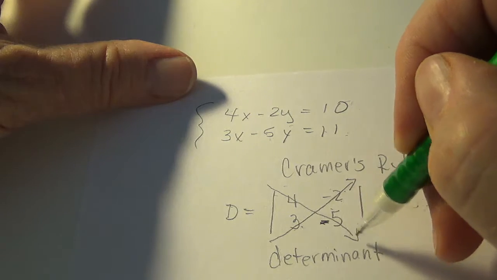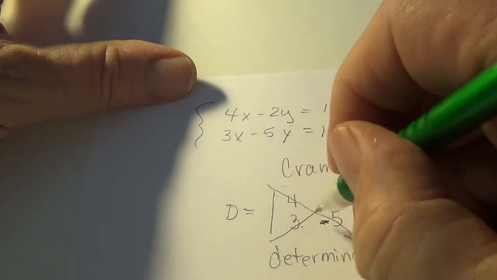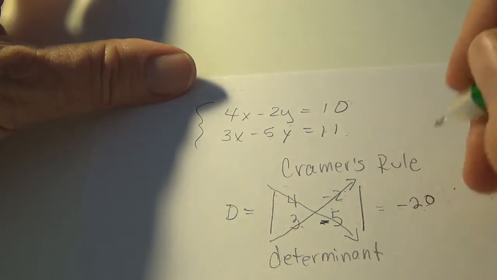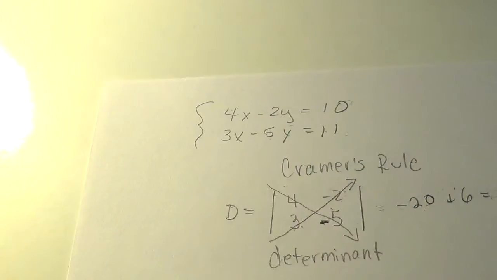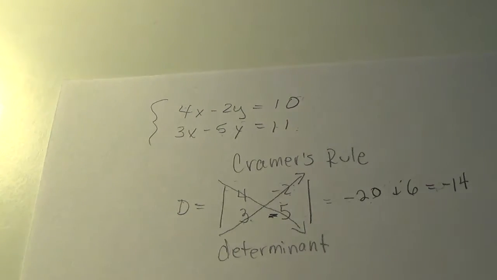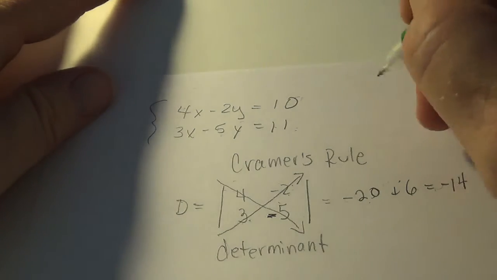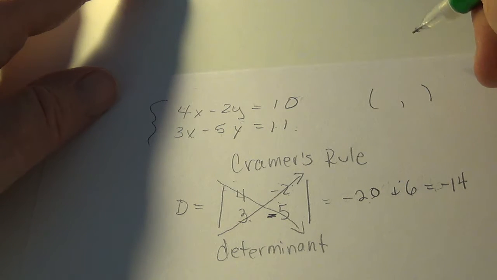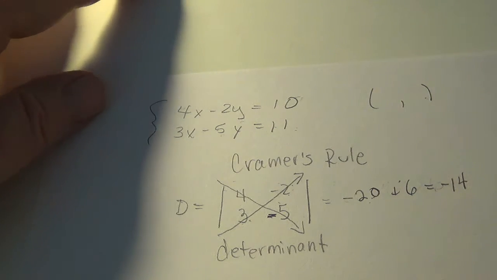Along this line, multiply, I get minus 20, and then I add the negative or the opposite number along this line, and that is minus 6. It becomes a plus 6. So minus 20 plus 6 is a minus 14. That is the determinant. Now, to use Cramer's rule, we're going to solve this system, and we're going to get an x and a y answer. X in the first position, so this is an ordered pair, y in the second.